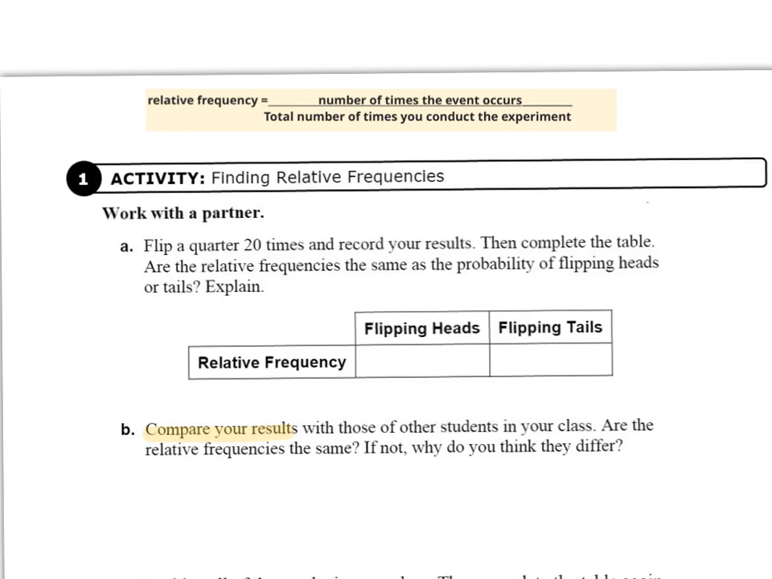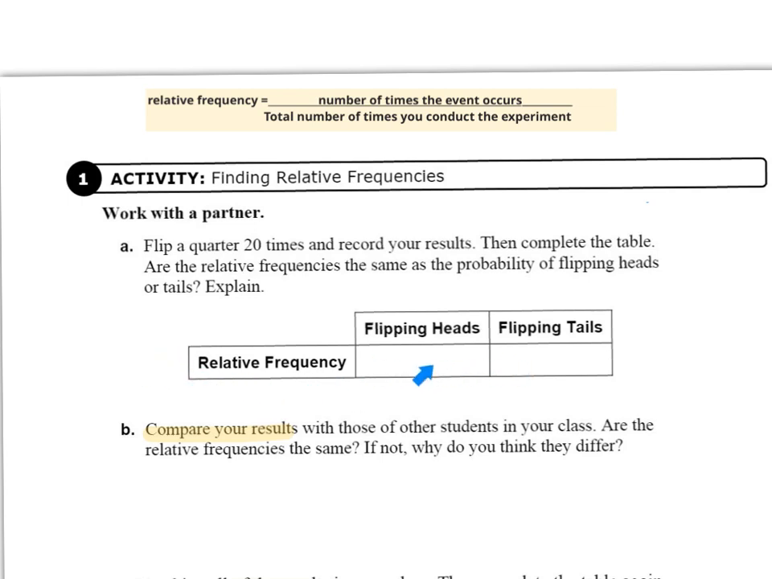All right, let's review what we did on Friday in our coin toss experiment. So the first thing I want to talk about is relative frequency. Relative frequency is what we get when we do an experiment. The numerator is the number of times the event occurs over the total number of times you conduct the experiment. So I had you work on this page in your journals.